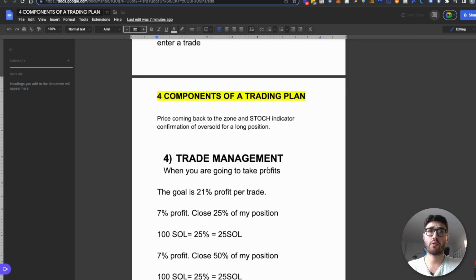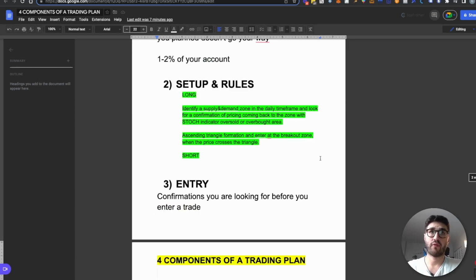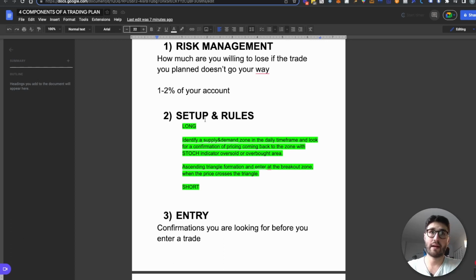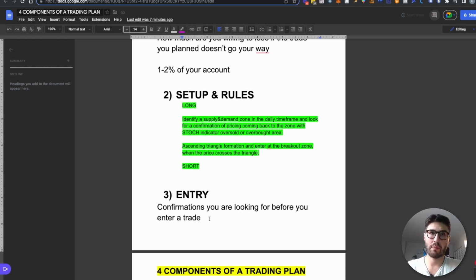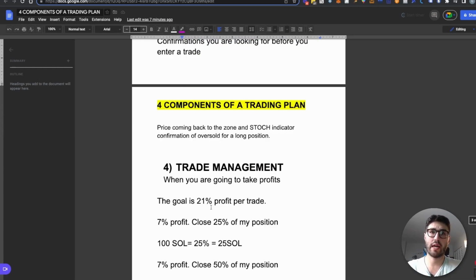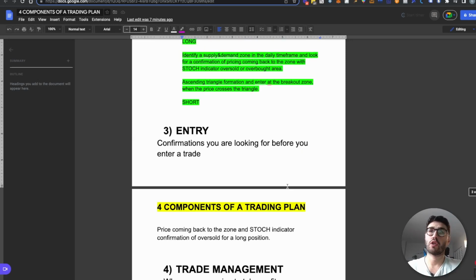All right, so just to quickly recap, the 4 components of a trading plan are your risk management, which should be 1 to 2% of the account; the setup and rules based on whether you're going long or going short, and clearly identifying the entry point; the confirmation that you're looking for before you enter a trade; and also the trade management, so how and when you are going to take profit.